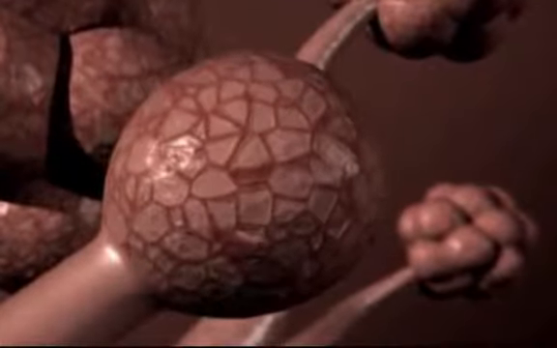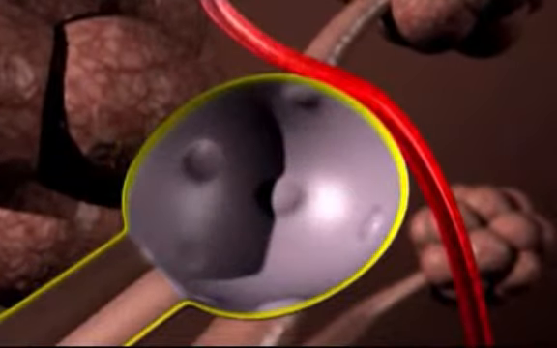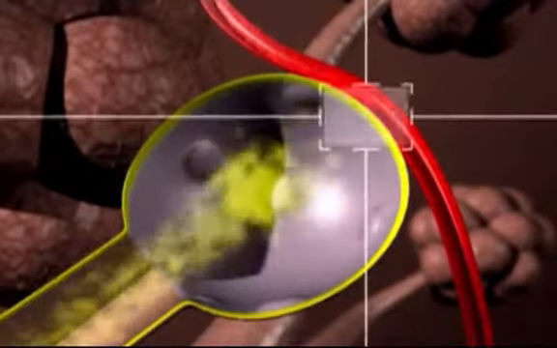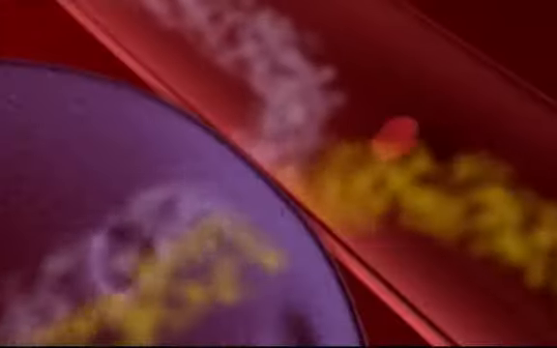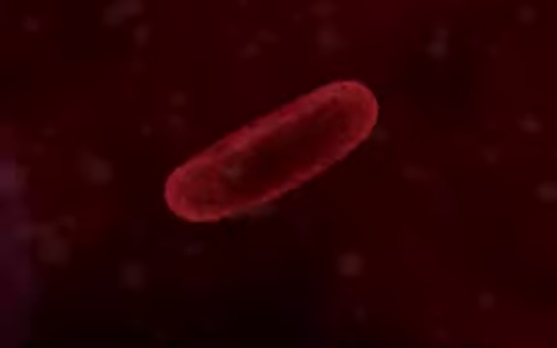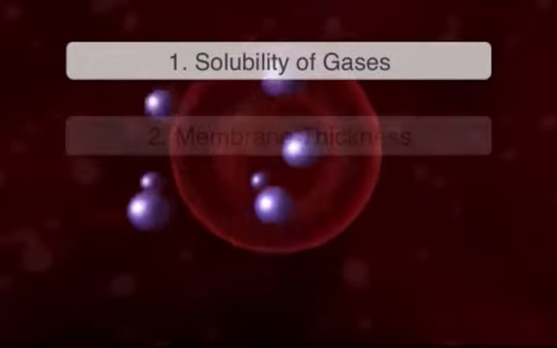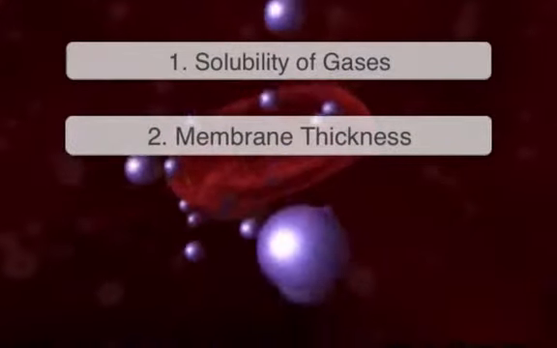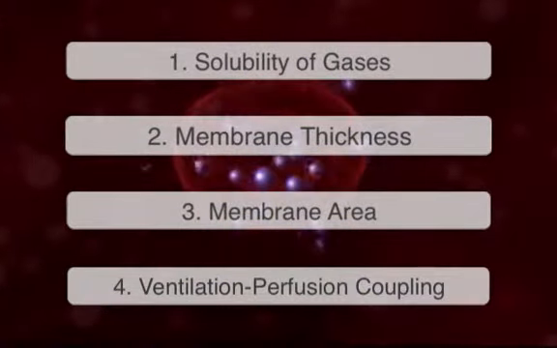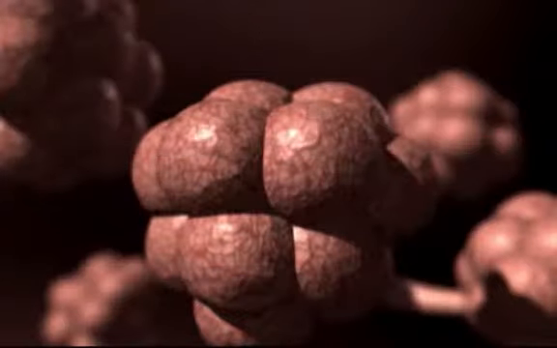In this section, we will be looking at both the normal physiology of the lungs and the pathophysiology of the diseased lung. The respiratory membrane separates the air in the alveoli from the blood surrounding the capillaries. Several variables affect the efficiency of alveolar gas exchange. 1 is the solubility of gases, 2 is membrane thickness, 3 is membrane area, and 4 is ventilation-perfusion coupling. These are explained in more detail in the in-depth section.